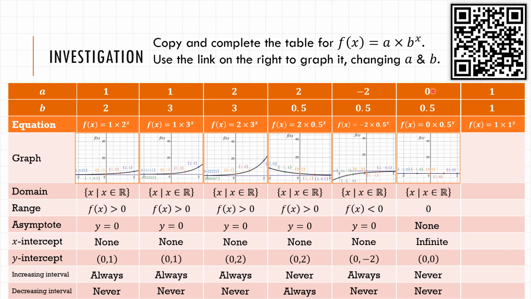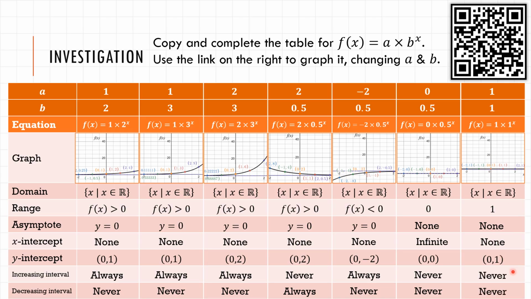If we go back and change this from being 0 all the way back to being 1, but now we change the growth factor to 1, notice that you get a very similar graph. I'll explain why that is in just a minute when I do some comparisons. The domain is still any real number. The range now is just 1. All of the y values are equal to 1. It's a horizontal line, but it's slightly higher than this one. There is no asymptote, and there is no x-intercept, and the y-intercept is 0, 1. It also never increases, and it never decreases.